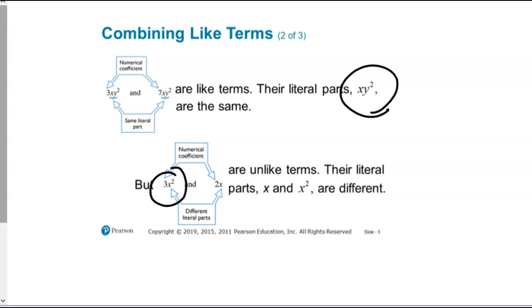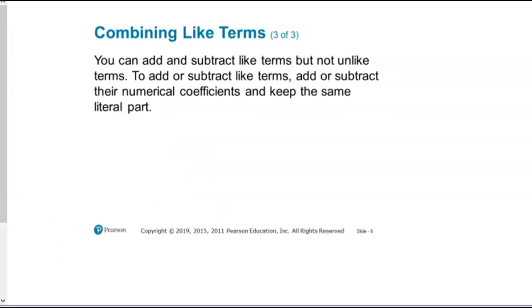Now, the rules change for multiplication and division. So remember, when you're adding and subtracting, you can't combine families or terms, but you can when you are multiplying and dividing. And we'll look at that in a little bit too.